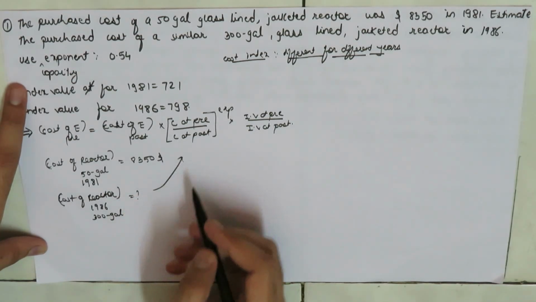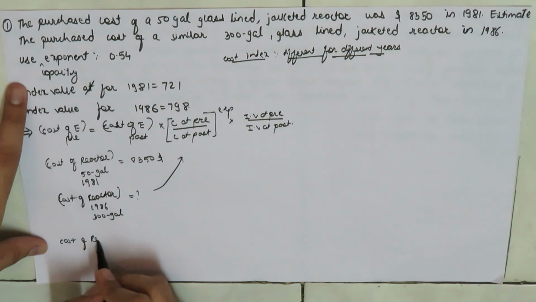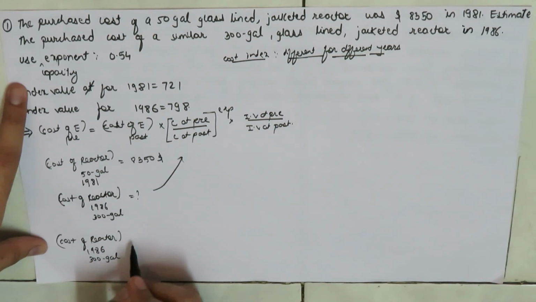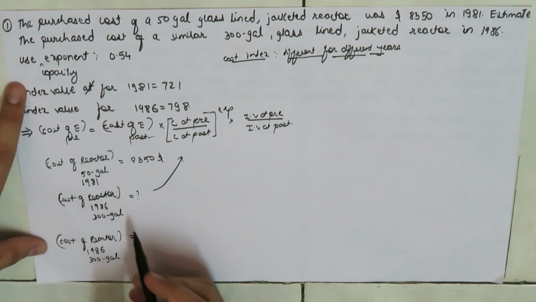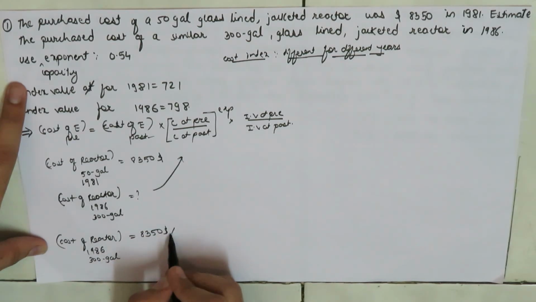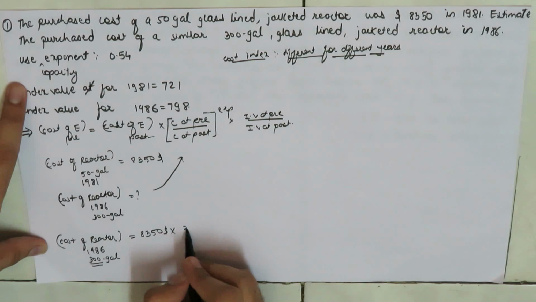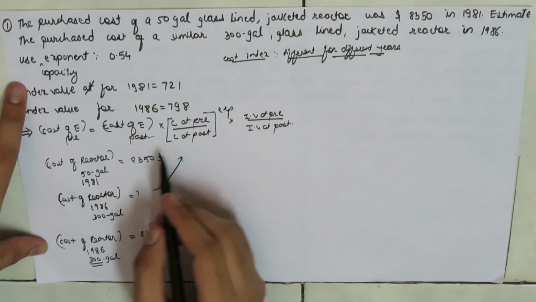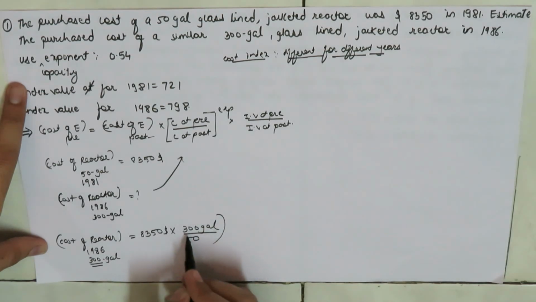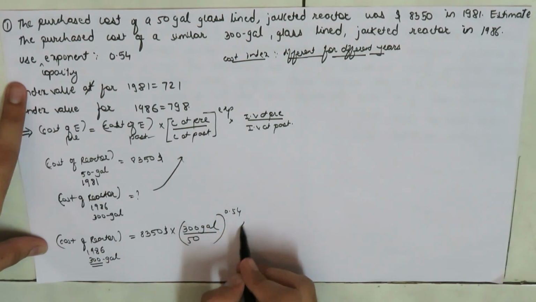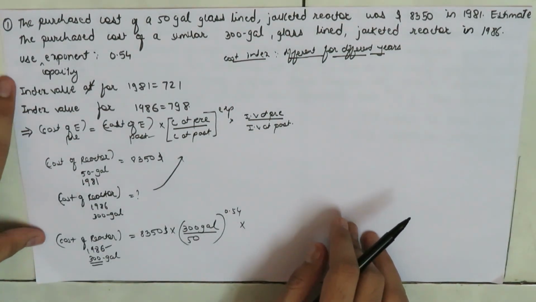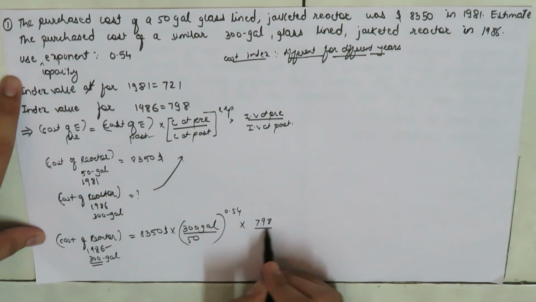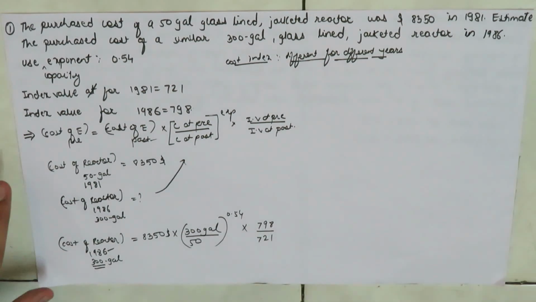By making use of this expression we can write the cost of reactor in the year 1986 whose capacity was 300 gallons is equal to the cost of equipment at the past, means the cost of equipment in 1981, which is $8,350, times the capacity at present, 300 gallons, over the capacity at past, 50 gallons, to the power the exponent 0.54, times the index value at present, means the index value in 1986, 798 over 721. So let me take out my calculator.